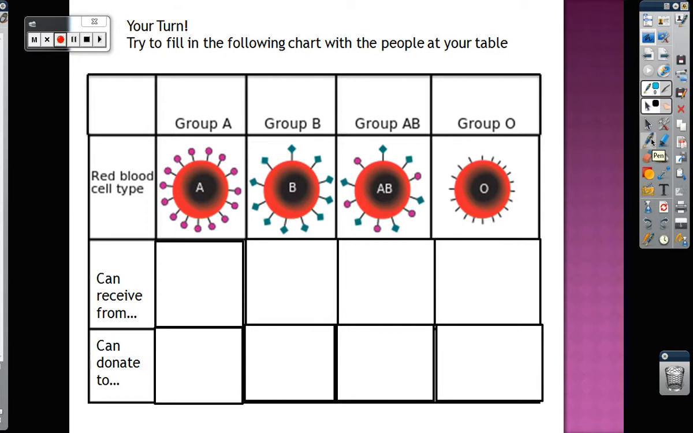If someone has type A blood, meaning they have this type of red blood cell, who can they receive blood from? Meaning, what blood can enter their body and not cause a problem because of the person with type A's antibodies? Looking at the previous chart will be helpful. Also take a look at who type A can donate to, meaning what people can accept type A blood. Try that for someone with type A, B, AB, and O.